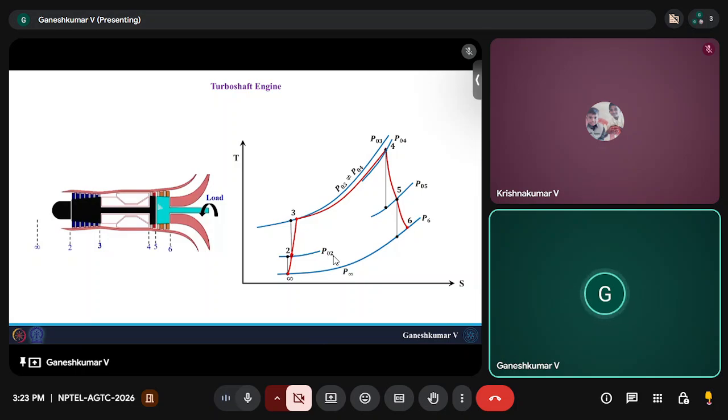But I think now you guys are very well experienced and also experts in doing a TS diagram for any number of spool configurations. So today I'm going to solve one problem. I think this problem is already being solved in the class, but with a different compressor ratio.